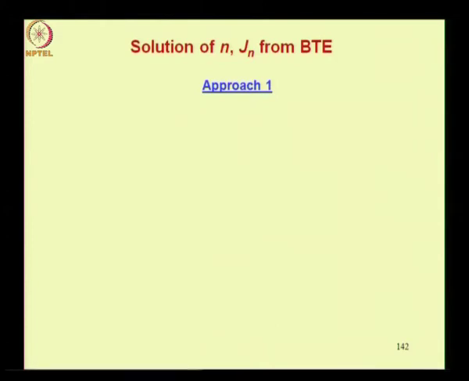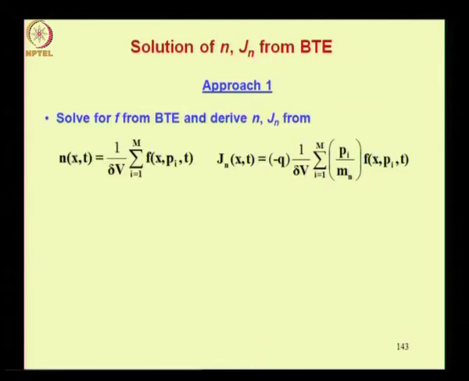The first approach, you can solve for n and Jn as follows. You solve for the function f from the Boltzmann transport equation and derive n and Jn from these formulae which we wrote down in the first level course, which we wrote down in yesterday's lecture.